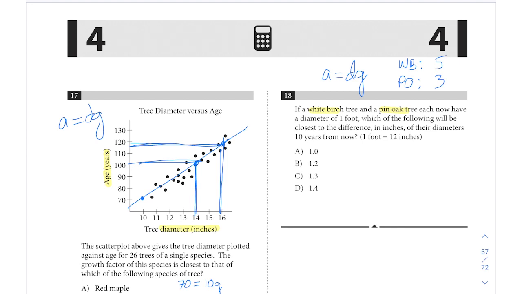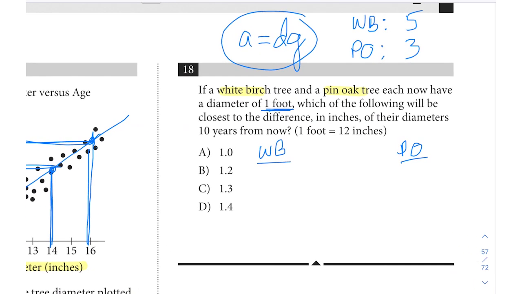Okay, so we're going to use our same equation that we've been using for this whole question set, but if you notice, they give the diameter in feet. And at the beginning, we said that the diameter's got to be in inches, and sure enough, there is in fact a question where we have to do a conversion. So if it has a diameter of 1 foot, let's see what that would mean for age. Again, we'll split it up. We'll do the white birch calculations over here, and we'll do our pin oak calculations over here.